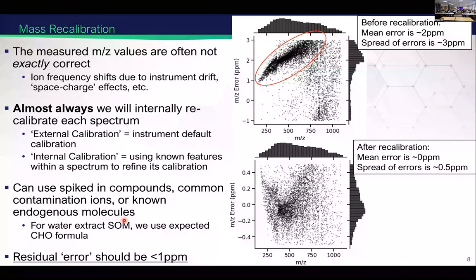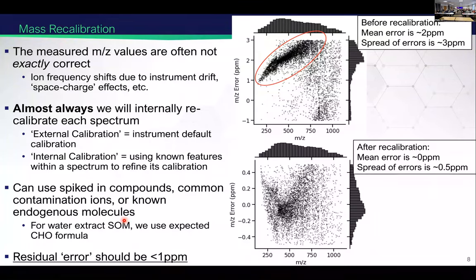Part of that is just due to instrument drift. You know, if I calibrate an instrument on Monday morning, by Thursday afternoon it might be behaving slightly differently. Part of it is also due to various physics effects happening inside the instrument. Interactions between the ions in a finite amount of space, described as space charge effects, basically shift our peaks from where they should be.